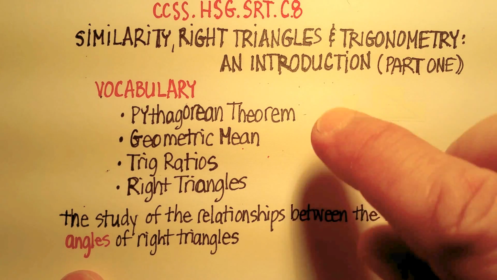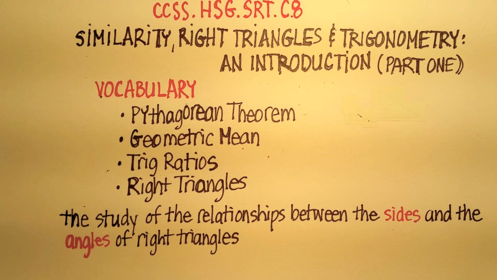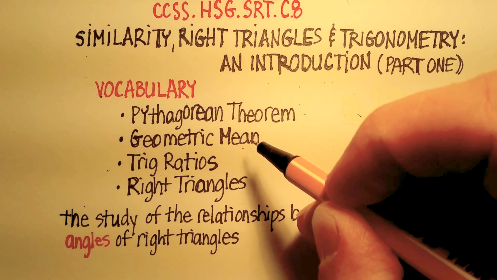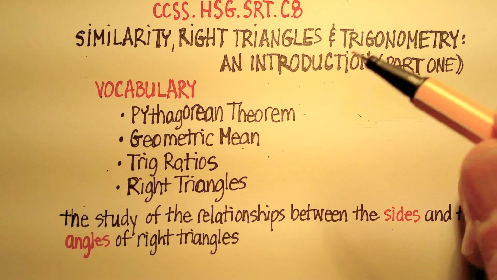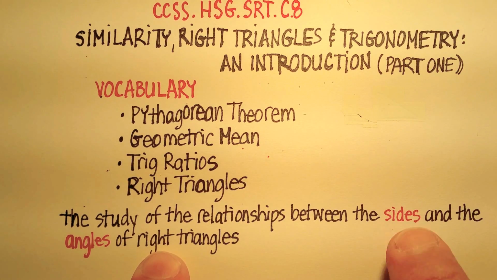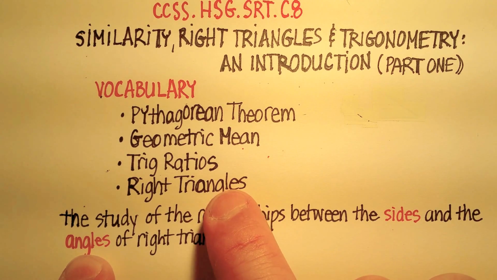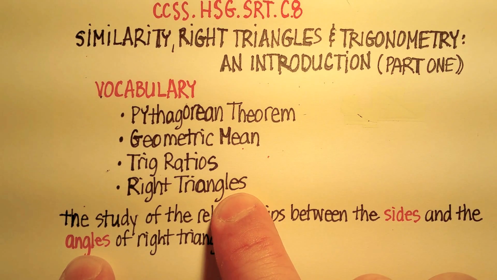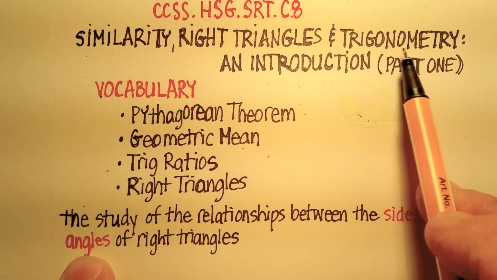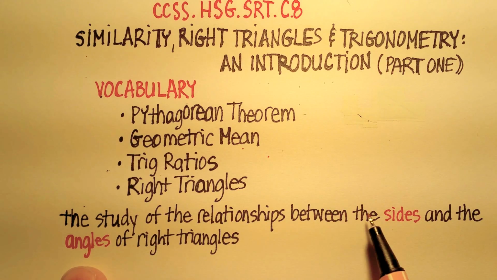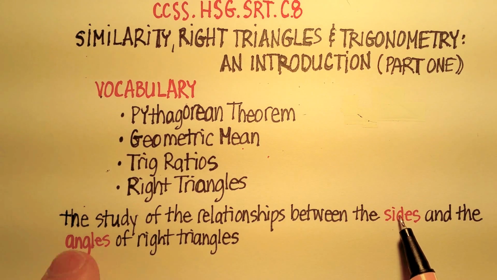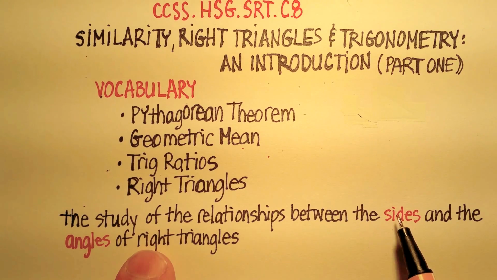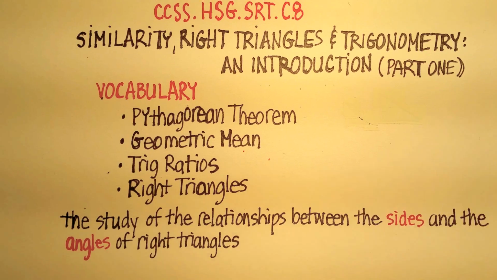And these three concepts here, the Pythagorean theorem, the geometric mean, and trig ratios, are ways of finding the actual sides and the actual angles in right triangles. Okay? So again, trigonometry is simply the study of the relationships of the sides and the angles of these right triangles. Now, let's get right into it.